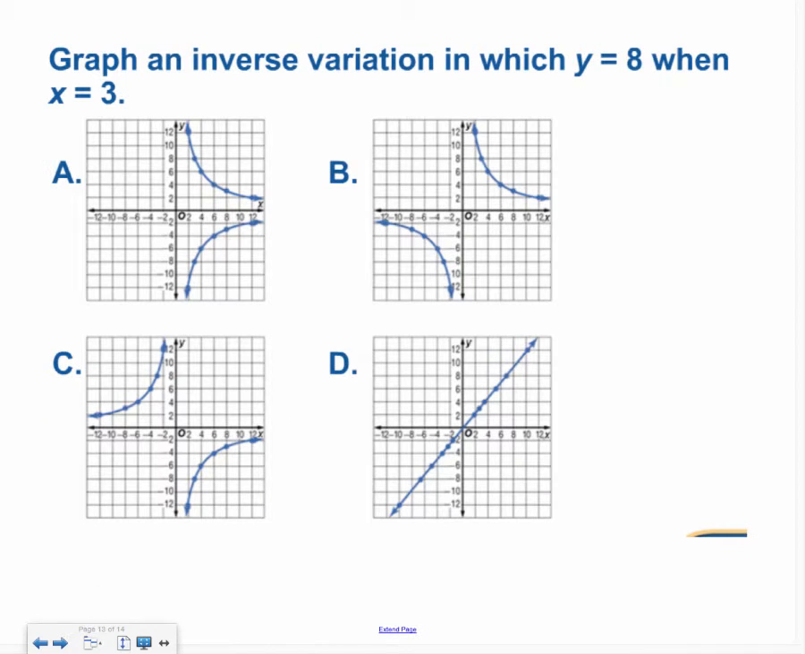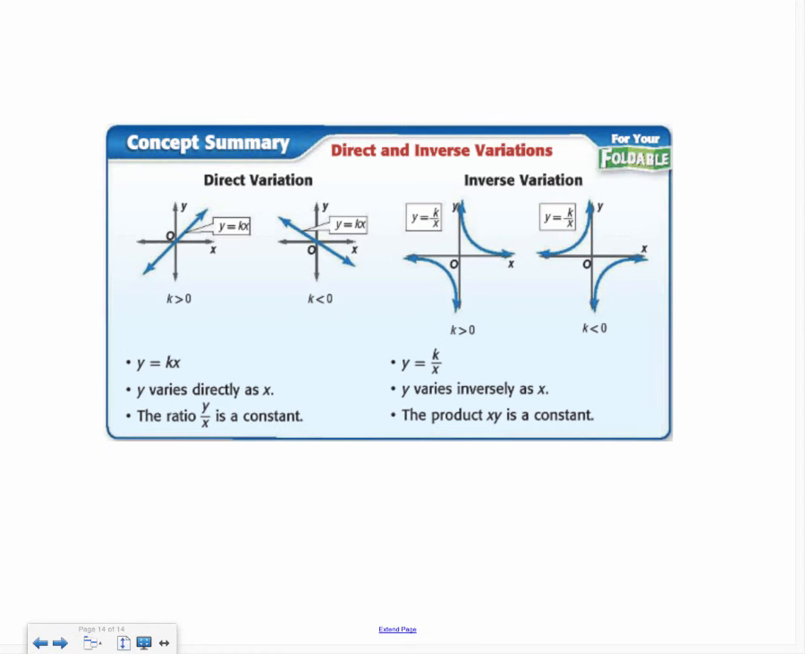All right, why don't you guys take a moment and see which of these graphs matches the inverse variation in which y equals 8 when x equals 3. Okay, hopefully you ended up with letter B. If not, be sure to ask, and I'd be more than happy to help.